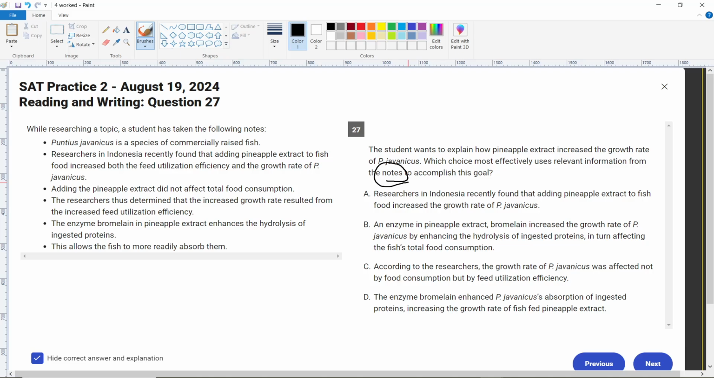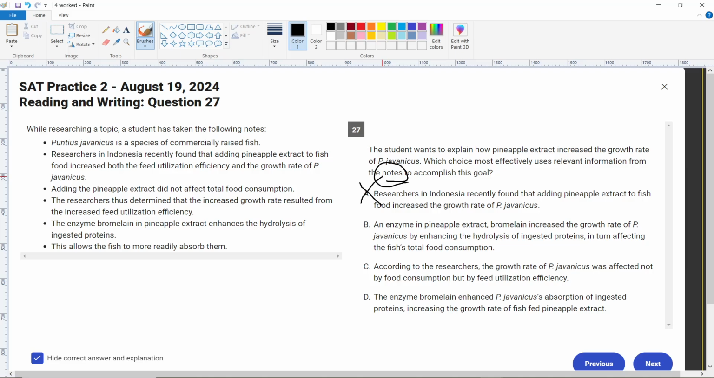So it wants to explain how pineapple extract increased the growth rate. A: Researchers in Indonesia recently found that adding pineapple extract to fish food increased the growth rate. Well, that explains that it did, but not how. B: An enzyme in pineapple extract, bromelain, increased the growth rate of P. javanicus by enhancing the hydrolysis of ingested proteins, in turn affecting the fish food's total consumption. B addresses it, so I'm keeping B.